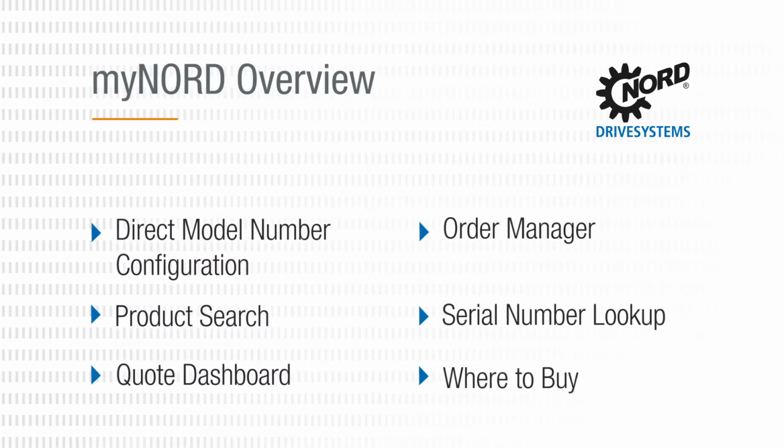In this section, we will look at the Direct Model Number Configuration tool. Using this tool, you can configure a complete unit for any application based on known items or a predetermined catalog selection. You will be able to obtain pricing, drawings, and technical data sheets. We will go through a basic product selection and show the navigation and functionality.